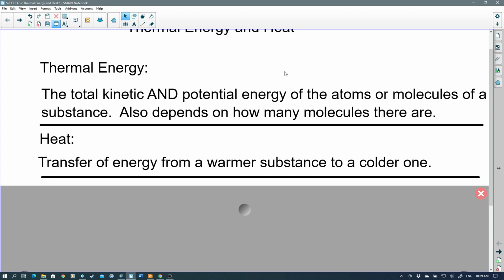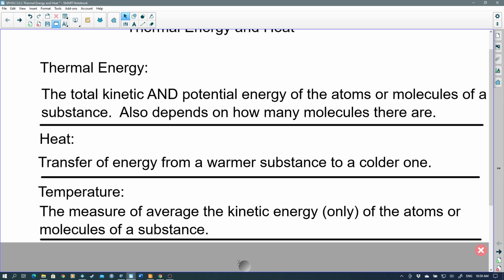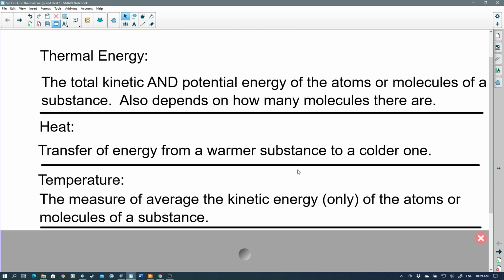Often what we mean by the word heat is the word temperature, which is often mistaken for these as well. So what is temperature? Well, temperature is actually the measure of the average kinetic energy only of the atoms or molecules of a substance. So all three of these are very closely related, but they are different. We're most used to temperature, but we often use the word heat as a substitute for the word temperature.